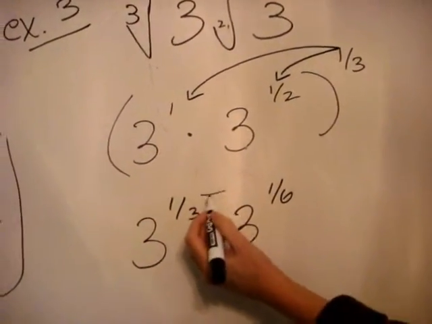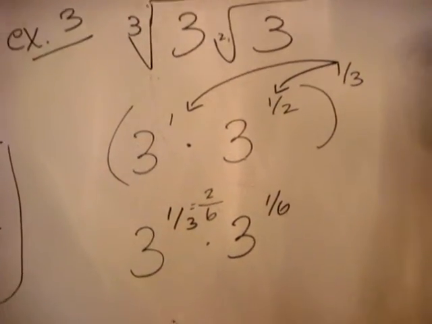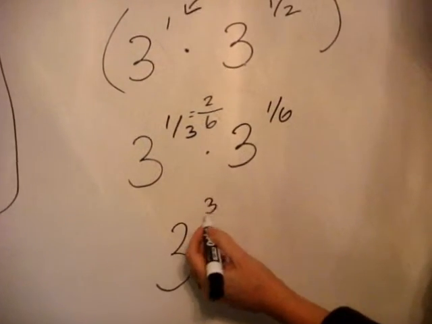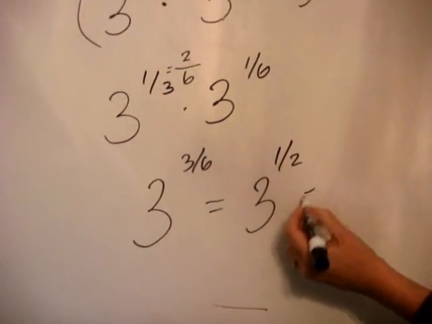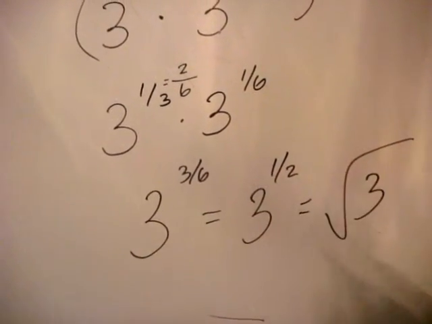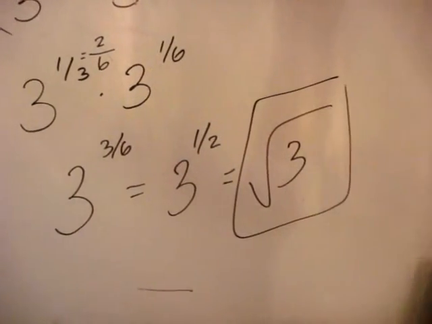Now we find our common denominator of 6. So 1/3 is the same as 2/6. So it's going to be 3 to the 3/6, or 3 to the 1/2, which is the square root of 3. And that is how we simplify that one. That one's a little bit easier.